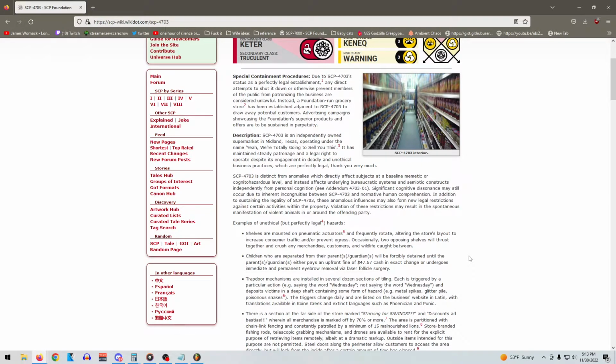SCP-4703's effects are distinct from anomalies that directly affect subjects at a baseline mimetic or cognohazard level. Instead, it affects underlying bureaucratic systems and systematic constructs independently from personal cognition. See the addendum. Significant cognitive dissonance may still occur due to the inherent incongruities of SCP-4703 and normative human comprehension. In addition to sustaining the legality of SCP-4703, these anomalous influences may also form new legal restrictions against certain activities within the property. Violations of these restrictions may result in spontaneous manifestation of a violent animal in or around the offending party. What the fuck?